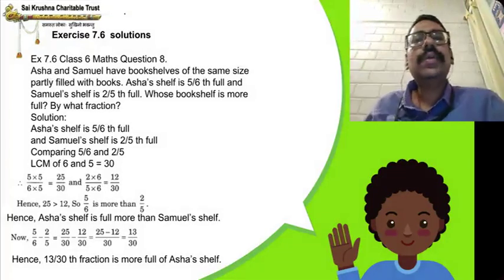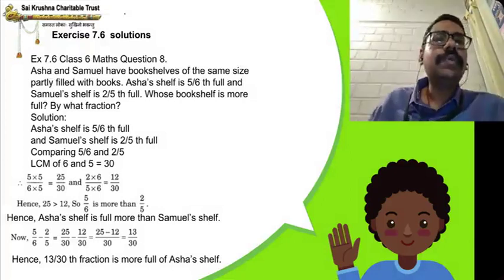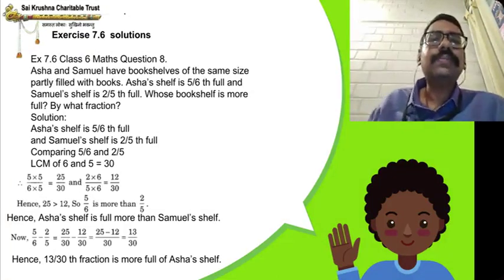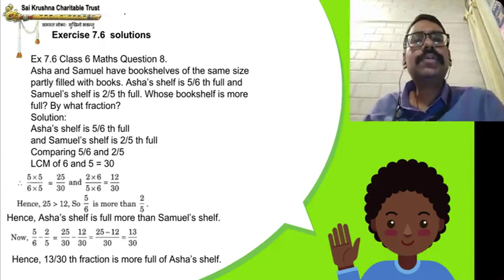Now, exercise 7.6 class 6 maths question 8. Asha and Samuel have bookshelves of the same size. So Asha and Samuel both have bookshelves of the same size, partly filled with books. Now Asha's shelf is 5 by 6 full and Samuel's shelf is 2 by 5 full. Whose bookshelf is more full and by what fraction?